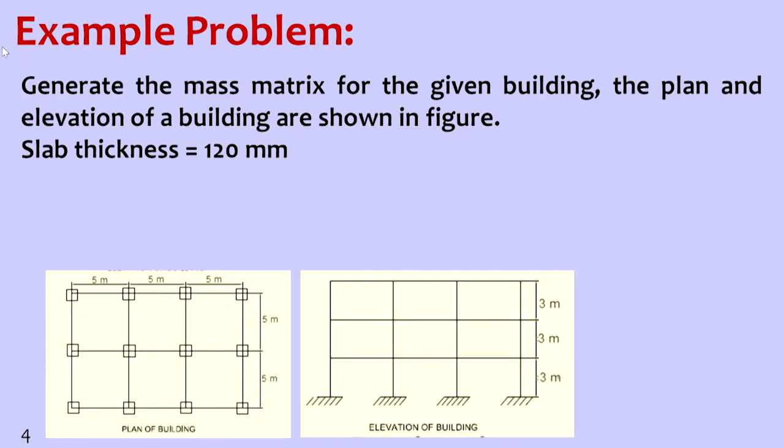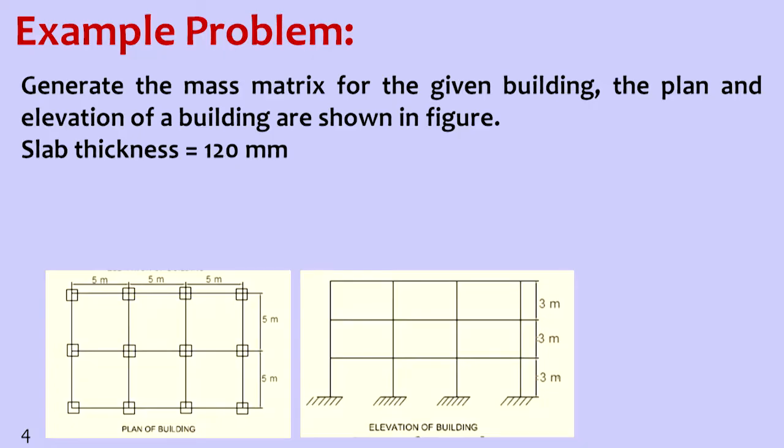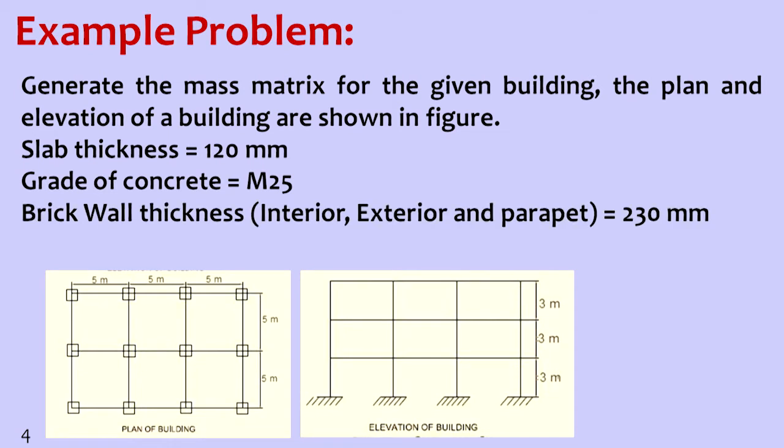Now today's problem is to generate the mass matrix for the given building. The plan and elevation of the building are shown in the figure. The building plan is rectangular, having 3 bays in the x direction and 2 bays in the y direction, and all the bays are 5 meter in length, uniform in both directions. We have 12 columns which are square in nature, and the floor to floor height of the building is 3 meter.